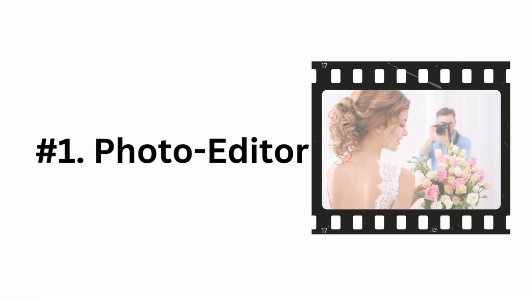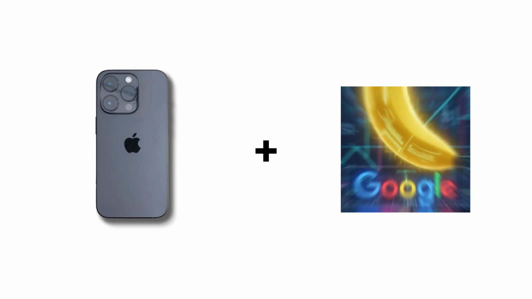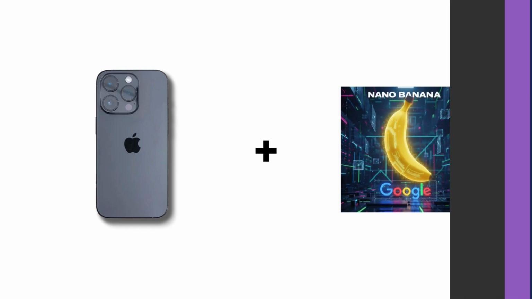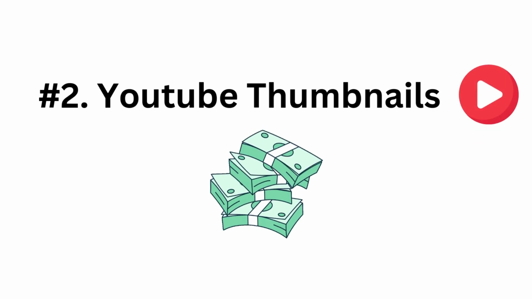And this is exactly the first side hustle I would like to share with you today. That is, become a photo editor for pre-wedding photo shoots, baby shower shoots, and more such occasions. All you need is a decent phone with a good quality camera and let Nano Banana AI do the magic with it. Not only this, you can also create attractive YouTube thumbnails for YouTubers and get paid for it.